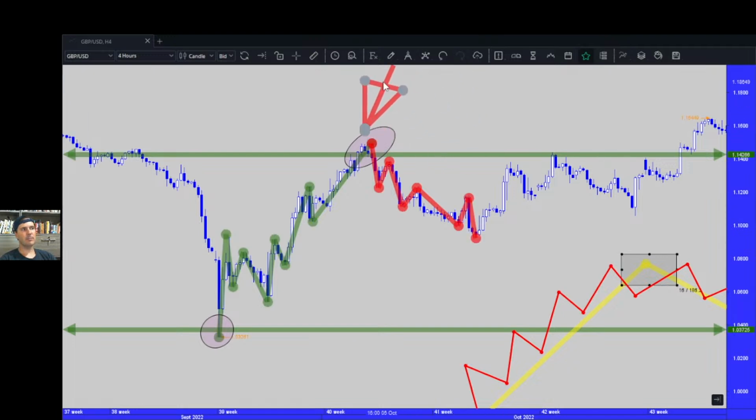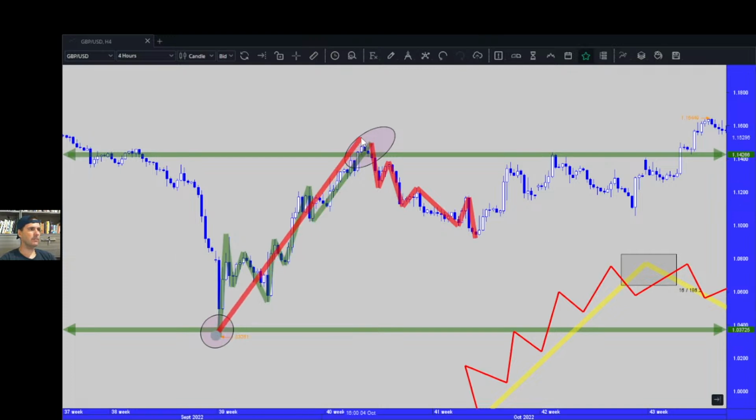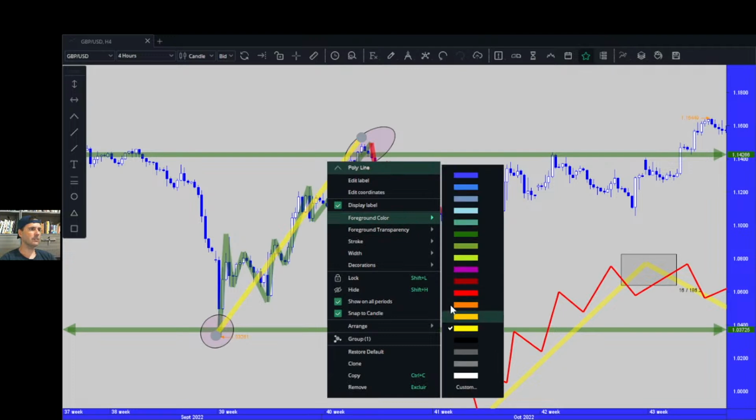Do we agree, everybody, that the market's making lower lows, lower highs, lower lows, lower highs? Yes, okay, so market wave, this is an extension on the 4-hour chart.